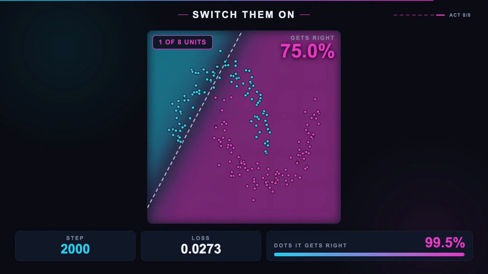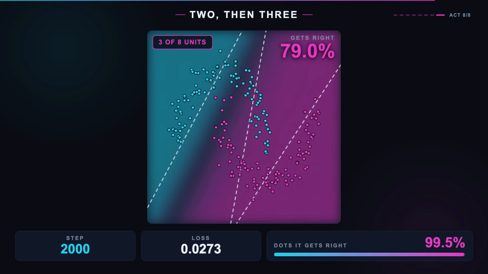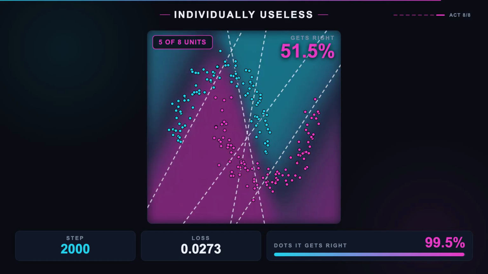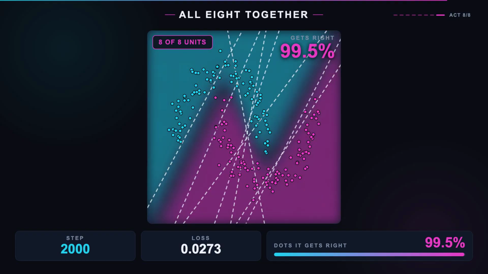1 unit, 75%. That is just a line, and it is doing about what a line can do. 2 units, 80. 3, 79. It goes down, because these were never tuned to work alone. They were tuned to work together. 4, 44.5. 5, 51.5. Still worse. Individually, most of them look useless. 6, 81. 7, 89.5. And the eighth, 99.5%.